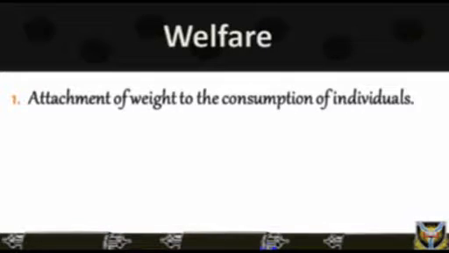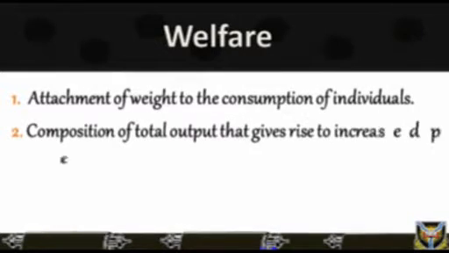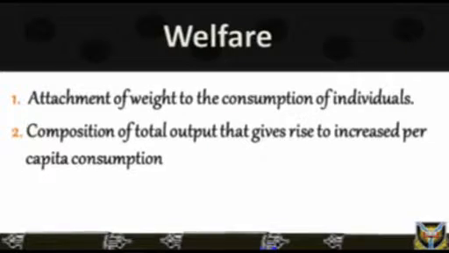1. Attachment of weight to the consumption of individuals. Consumption of goods and services depends on the tastes and preferences of individuals. It is, therefore, not correct to have the same weights in preparing the welfare index of individuals. 2. Consumption of total output that gives rise to increased per capita consumption. The increased total output may have more capital goods than consumer goods. Obviously, this is not a reflection of welfare measurement of economic development.